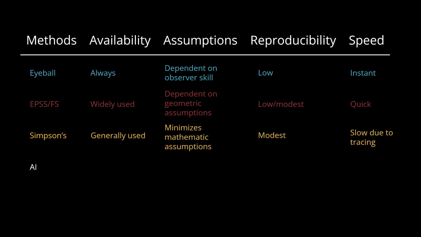For Simpson's biplane, it's generally used much more in the echo lab, but it minimizes the mathematic assumptions because of the measurements. The reproducibility is higher at modest, but the speed is very slow due to tracing. And then finally, AI. It's coming. There are some options out there. It's a black box, but the reproducibility is high since it's not dependent on any one person. However, the speed and the accuracy is dependent on the company that makes it.